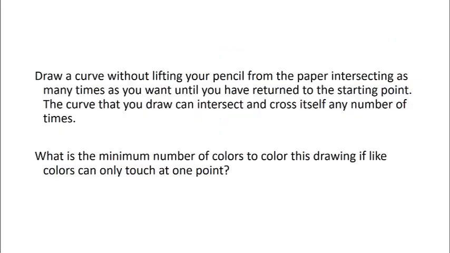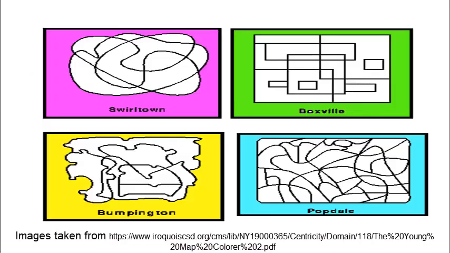We'll start with the following scenario. Suppose you draw a curve without lifting your pencil from the paper, intersecting as many times as you want until you have returned to the starting point. The curve that you draw can intersect and cross itself any number of times. Now, what is the minimum number of colors needed to color this drawing if like colors can only touch at one point? So the curve that you draw might end up looking something like one of these.